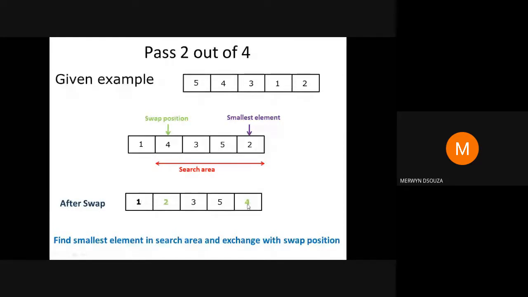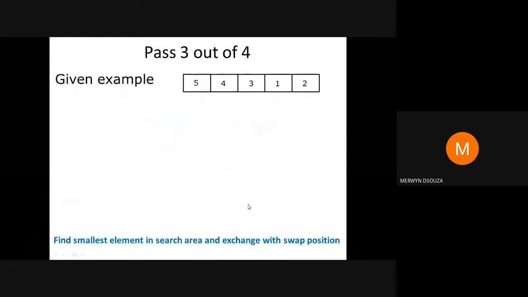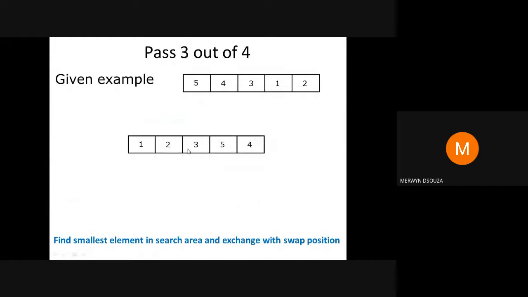Now take this output for the third iteration. This is the input we obtained in the second iteration as the output. Again, mark the search area first. Again, 1 and 2 are in the proper place, so decrease your search area. This is your search area. Mark your swap position. The swap position is always the first value of your search area. The 3 is the first value, so mark that. That is your swap position.